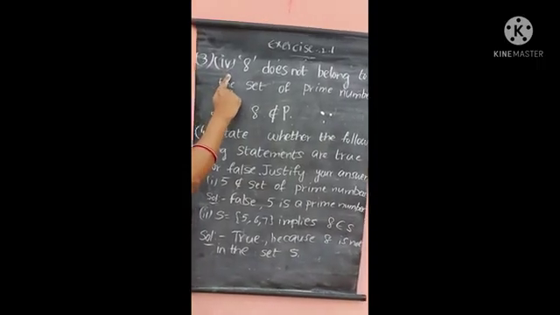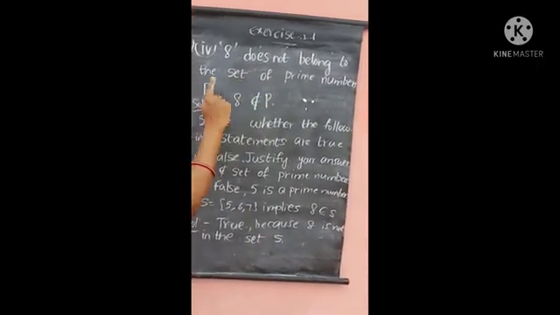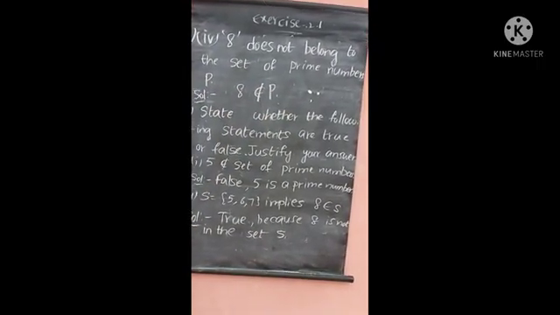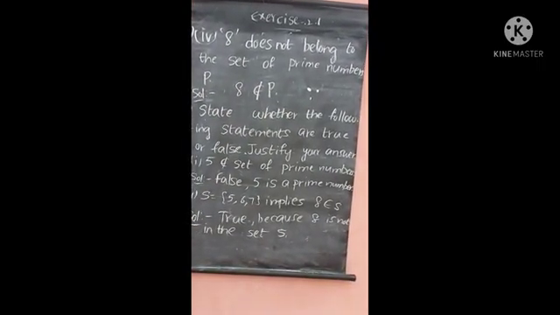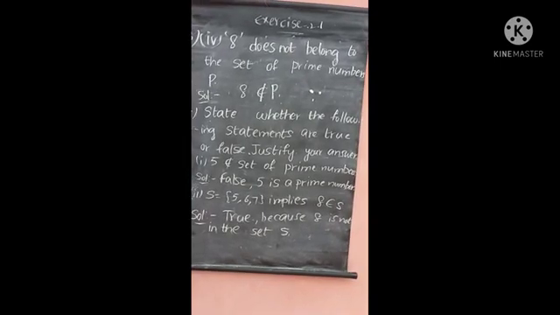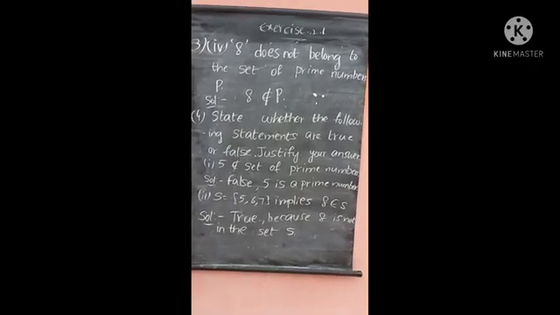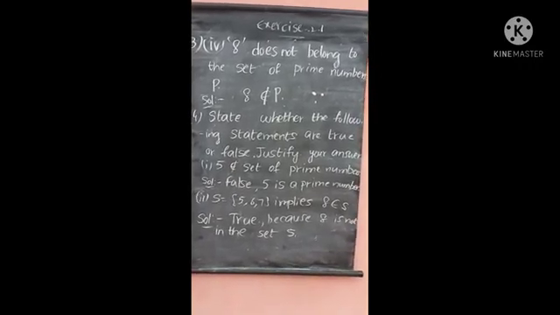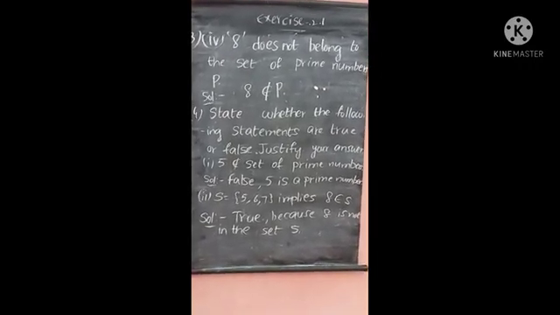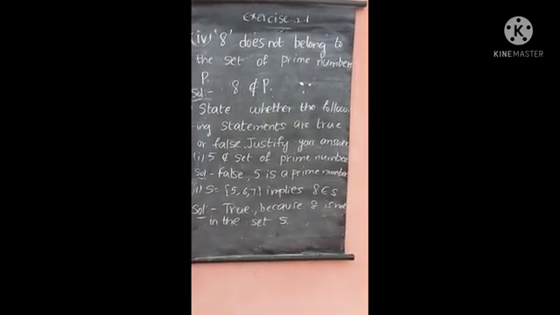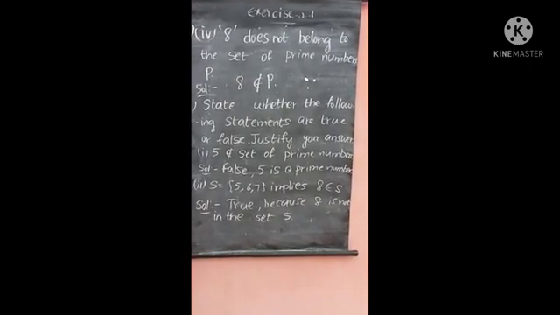See the fourth question and third one. 8 does not belong to the set of prime numbers P. What are the prime numbers? Prime numbers means the numbers which have only 1 and itself as factors. Means only two factors will be there, 1 and itself.